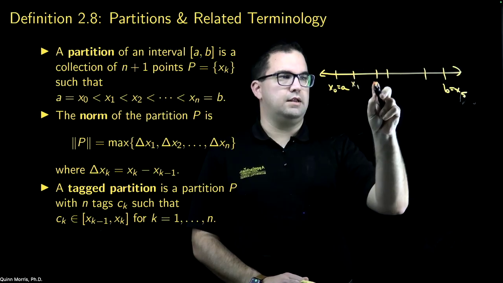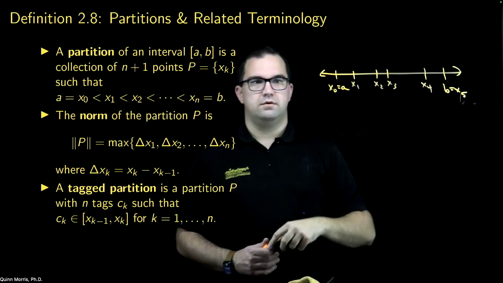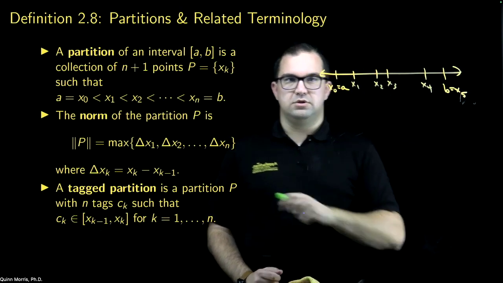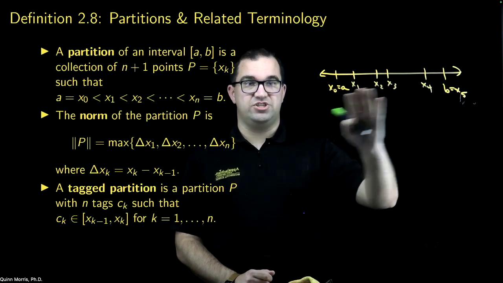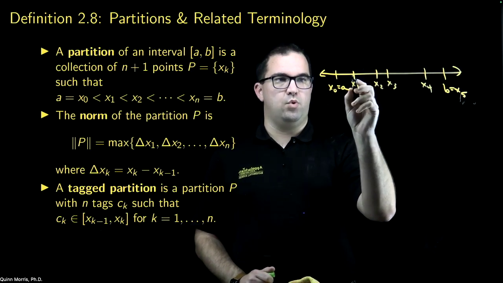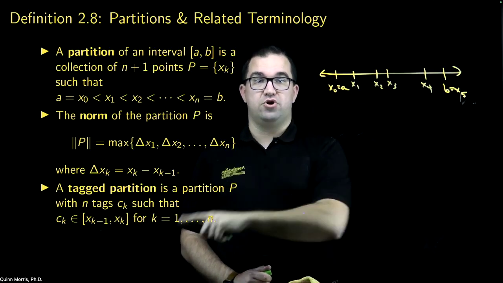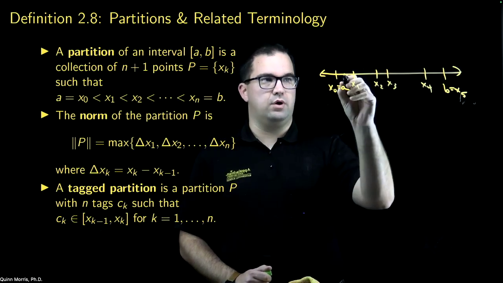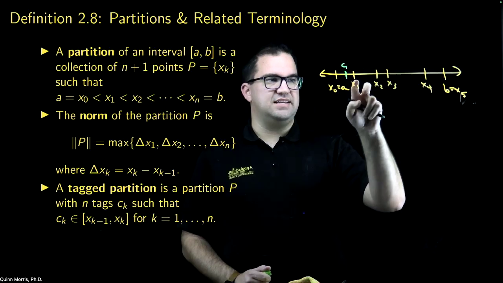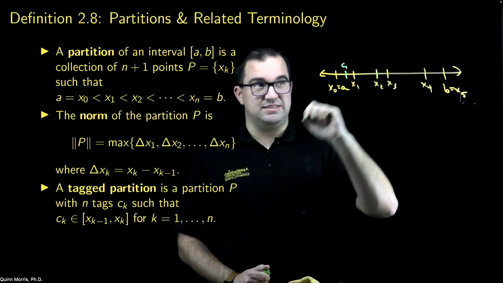So here's x1, x2, x3, and x4. And now, this is just a partition. A tagged partition means we come in here and pick C1 somewhere in this interval from x0 to x1, and it could include x0 or x1. So maybe I'll choose C1 here. C2, I need to choose somewhere in here. I could choose it to be the same as x2.